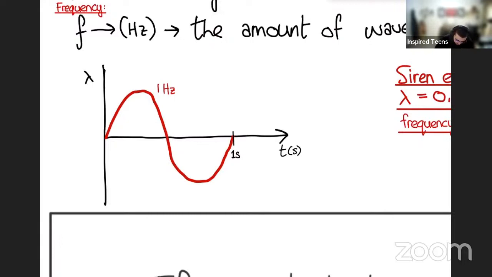Let's do double the amount of waves. My waves are not perfect, but in this case, we can see that we have completed 2 waves in 1 second. So this is 2 hertz.